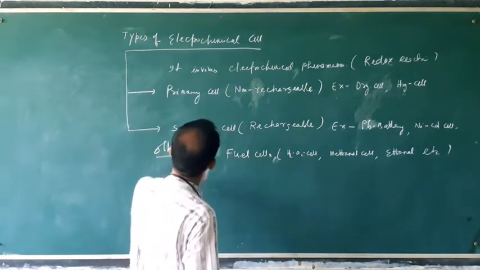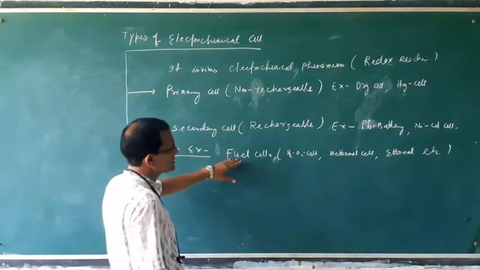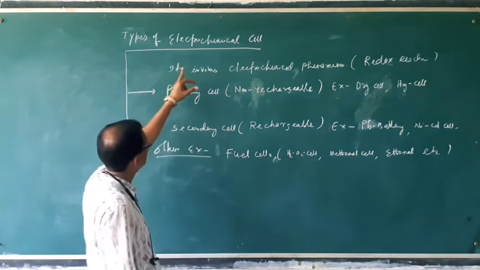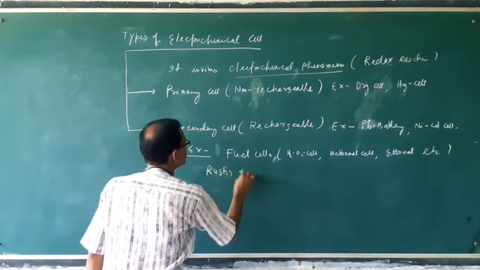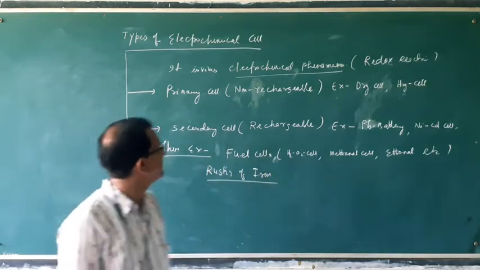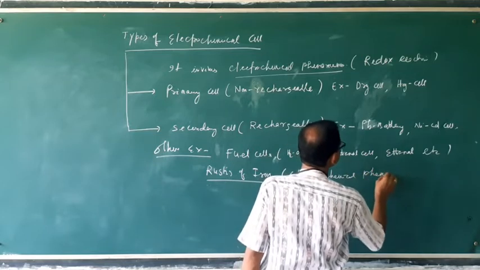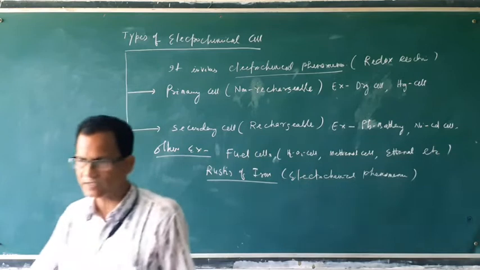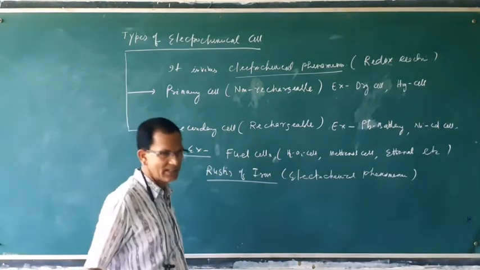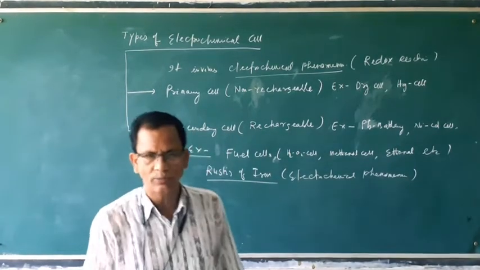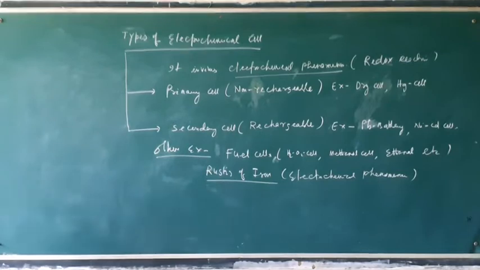Then other examples where an oxidation reduction reaction takes place. These fuel cells are of different types, and on the basis of electrochemical phenomenon, rusting of iron is also an example of electrochemical phenomenon, where oxidation reduction takes place so that iron gets oxidized to iron oxide. We'll discuss in detail these cells where chemical energy is converted to electrical energy. Let us first discuss primary cell.